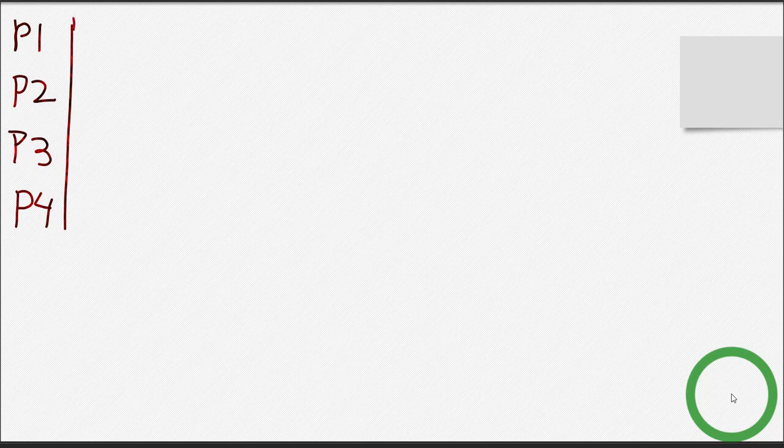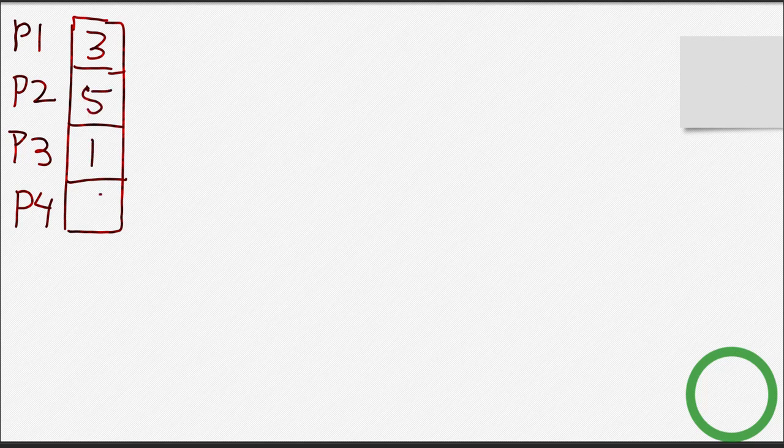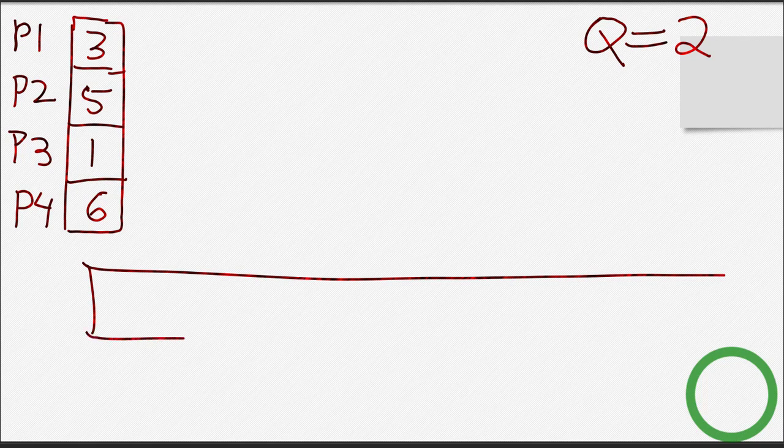To understand round-robin algorithm of CPU scheduling, let's assume we have 4 processes, P1, P2, P3, and P4. And let's say their execution time is... Okay, let's assume that the time quantum we have right now is 2 units of time, right? Let's see how will these processes be executed.